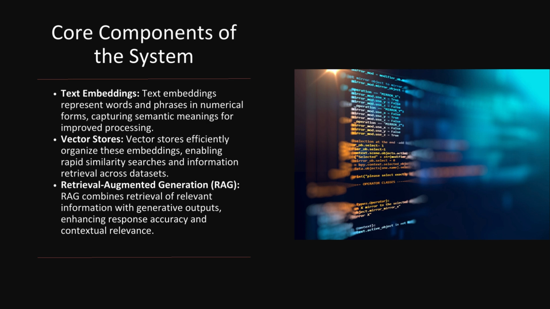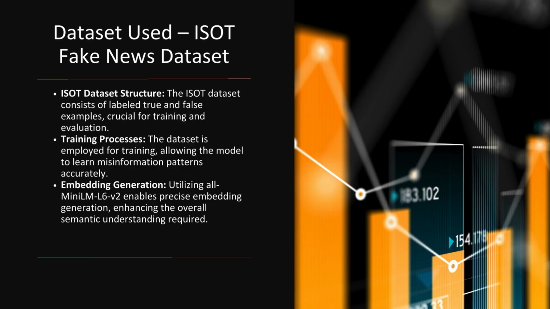And the research actually showed this in action, right? Using a real data set, the ISOT fake news data set, and OpenAI's GPT models. That's right. We'll look at how this tech combo can find relevant fact checks really quickly and then generate clear, simple explanations for anyone trying to make sense of it all online.